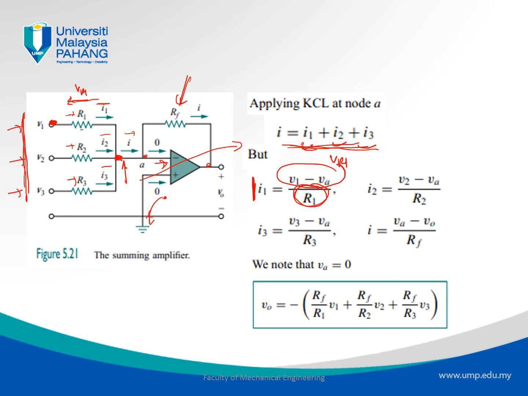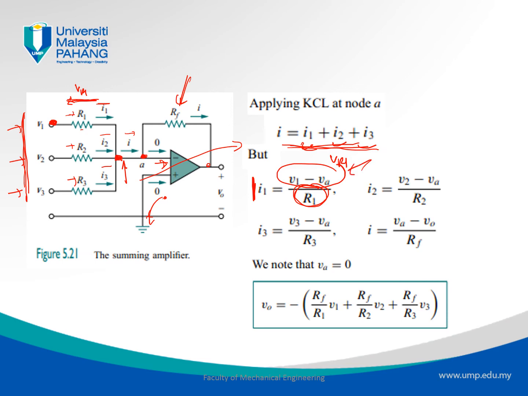This point and this point are the same because there are no components that consume energy in between them. So this point is basically this point. So the voltage at point A. So VR1 is basically V1 minus VA. So that's what has been written here.